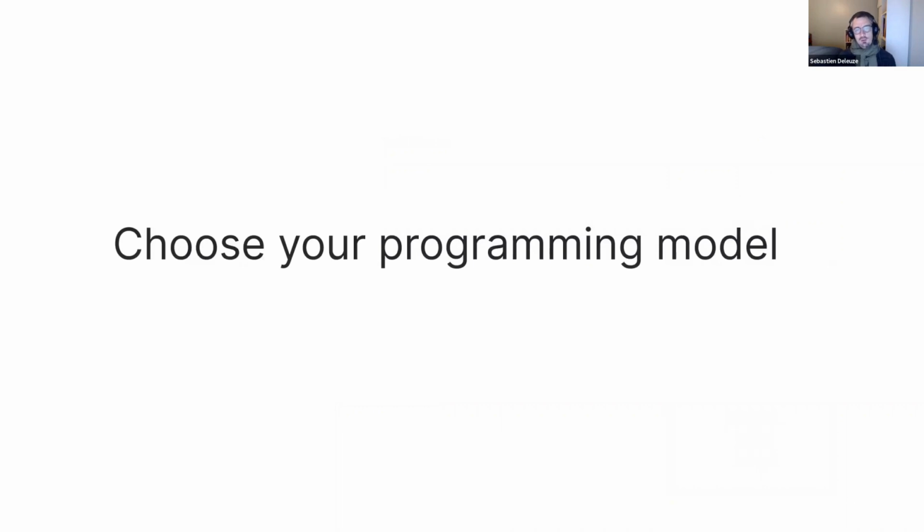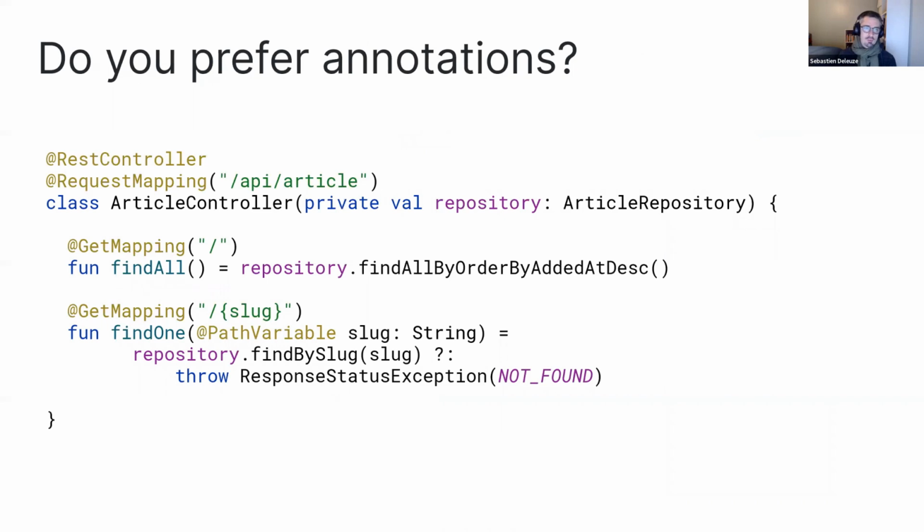Then you can choose your programming model, and that's really up to you. There is no good or bad way to write your Spring Boot application with Kotlin. So do you prefer annotations? Annotations is obviously the most popular choice. Almost all the Java developers are using this annotation-based development model, where here we write an article controller in Kotlin.